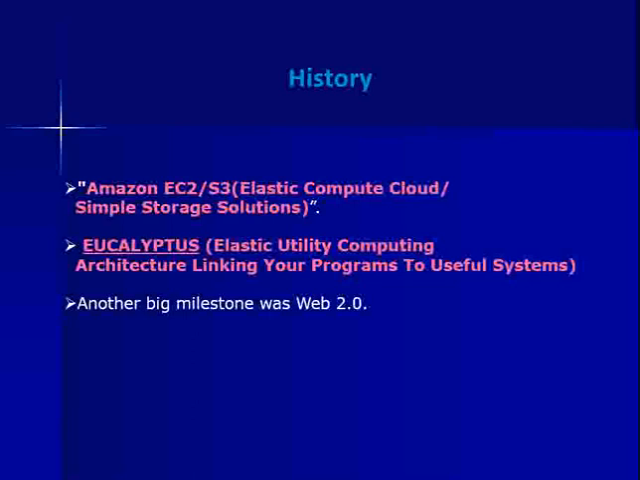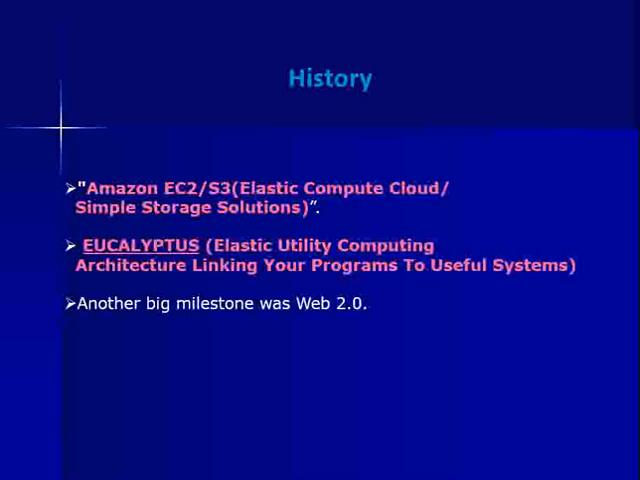Amazon EC2 and S3 was the first widely accessible cloud computing infrastructure service. It is a web service that provides resizable compute capacity in the cloud. It is designed to make web scale cloud computing easier for developers.